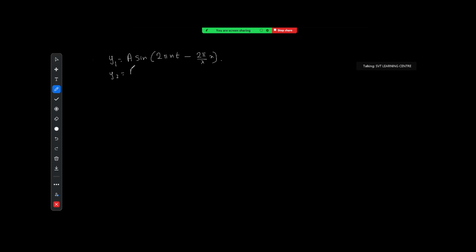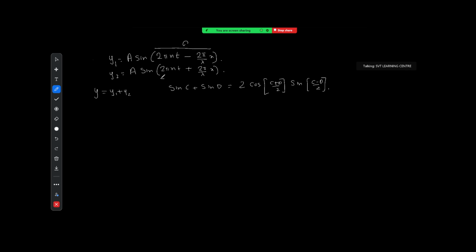Your y2 is equal to A sine of 2 pi n into t plus 2 pi by lambda into x. According to the principle of superposition, y should be equal to y1 plus y2. Here again we make use of the fact that sine c plus sine d will turn out to be 2 cos of (c plus d) divided by 2 and sine of (c minus d) divided by 2. Figure out, this whole thing over here will be taken as c and this whole thing over here will be taken as d.